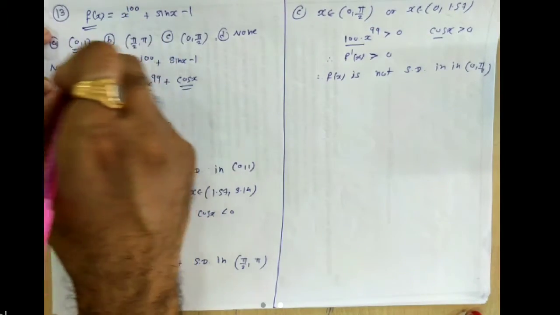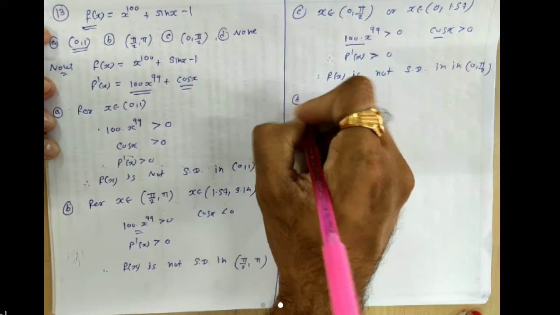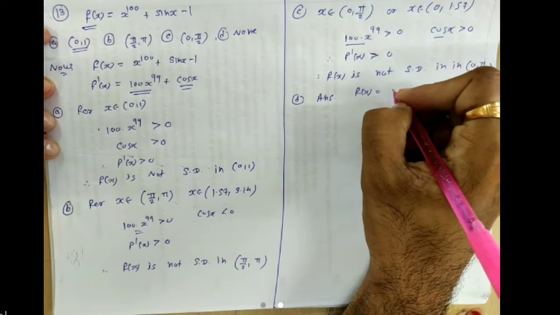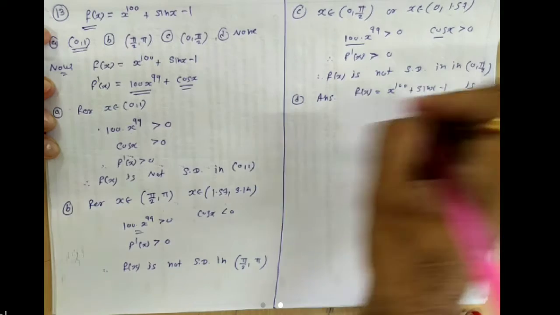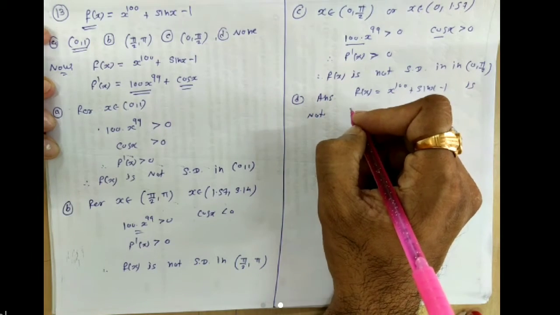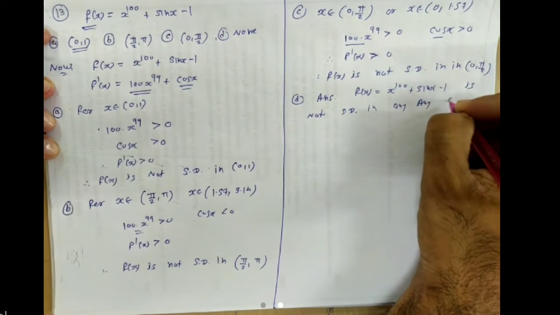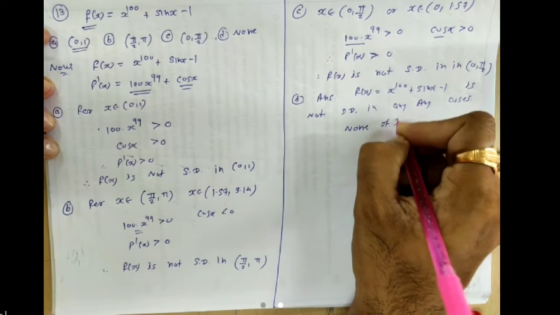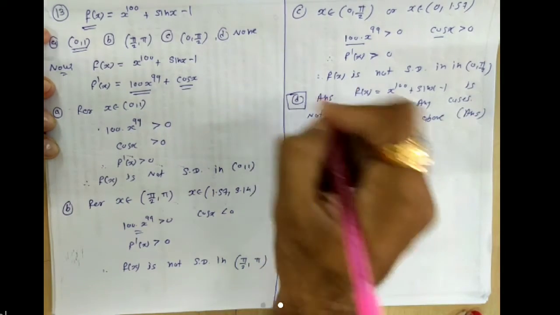So the given function is not strictly decreasing in any case. Therefore, for the fourth option, f of x equal to x raised to 100 plus sin x minus 1 is not strictly decreasing in any of the intervals. So our answer is none of the above. Answer D is the correct option.